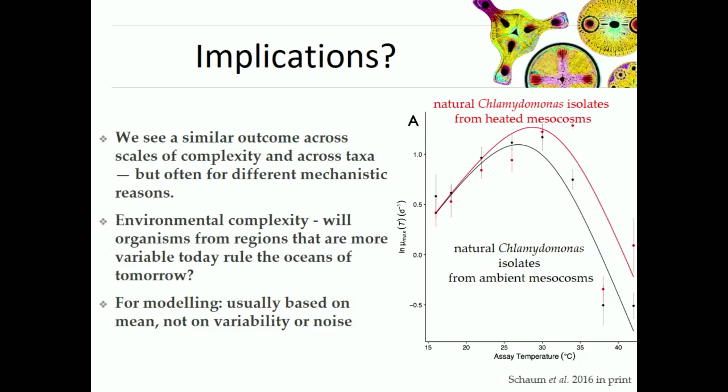We see a similar pattern if we look at isolates that we've taken from natural communities, where also organisms from the hotter environment, and here a very hot and seasonally variable environment, are a lot higher than in the environment that's colder, which kind of means that probably these should never escape the lab because they're going to take over the world. It's also important for modeling because models are usually based on mean predictions and temperature, not on the noise or the variability in that.